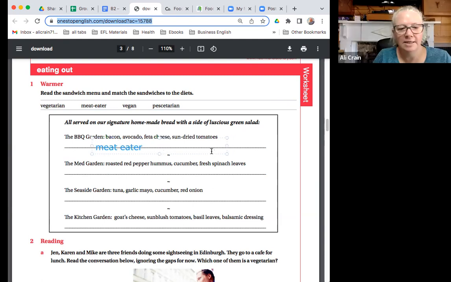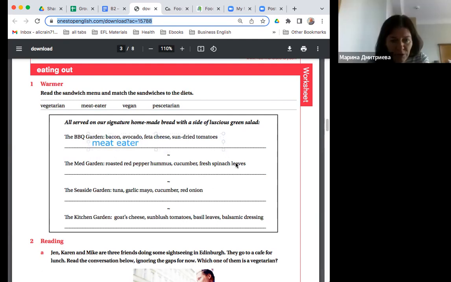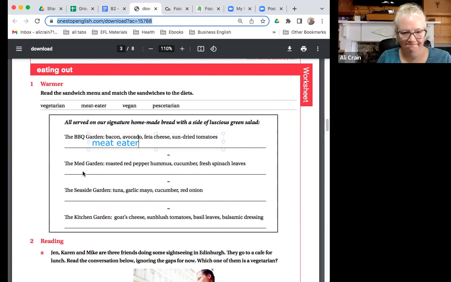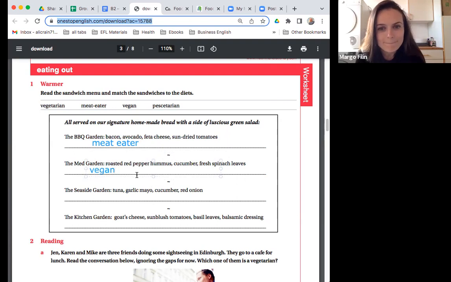All right, and Marina, if you'll read the next one. The Mad Garden: roasted red pepper, hummus, cucumber, fresh spinach leaves. It seems like it's vegan. Mm-hmm. Do you have a question?